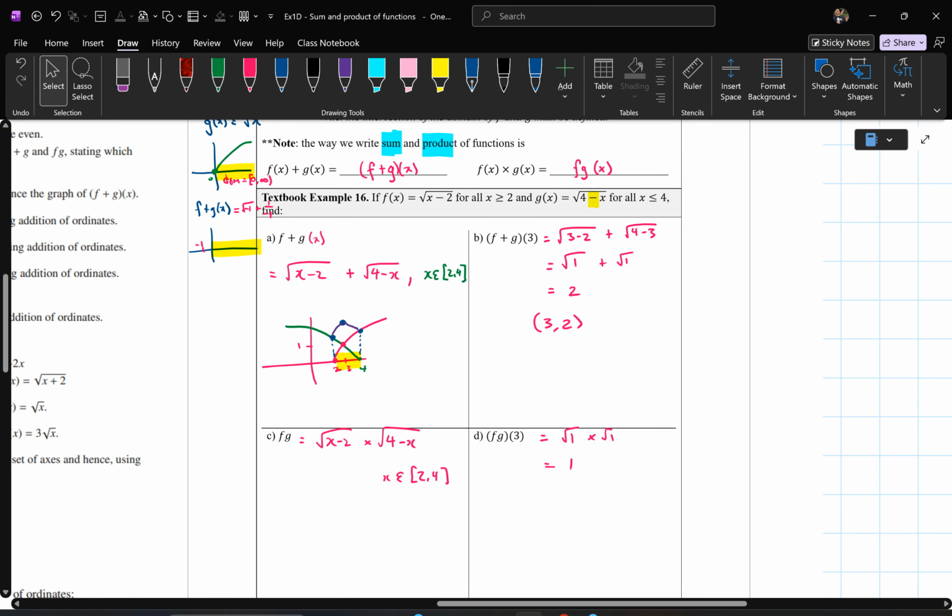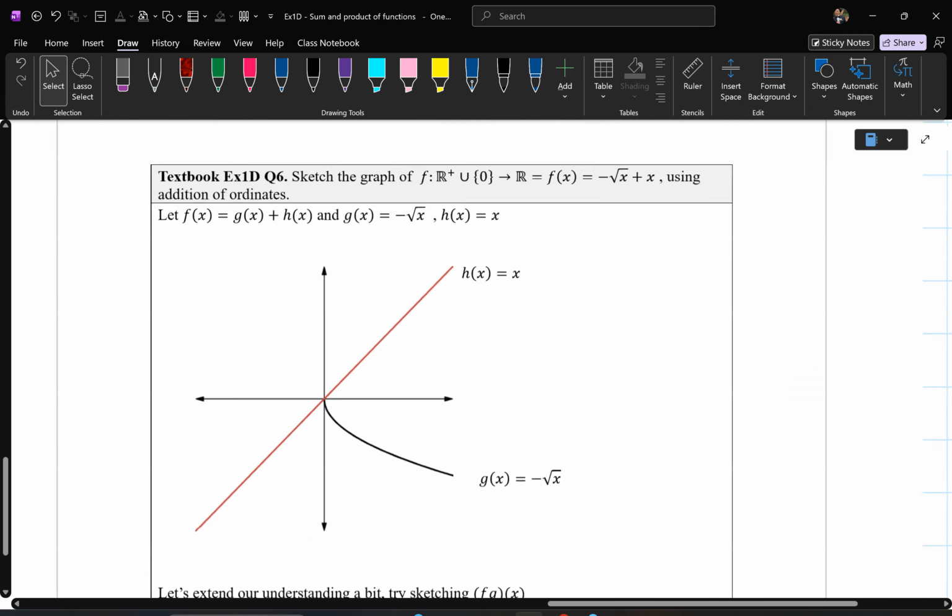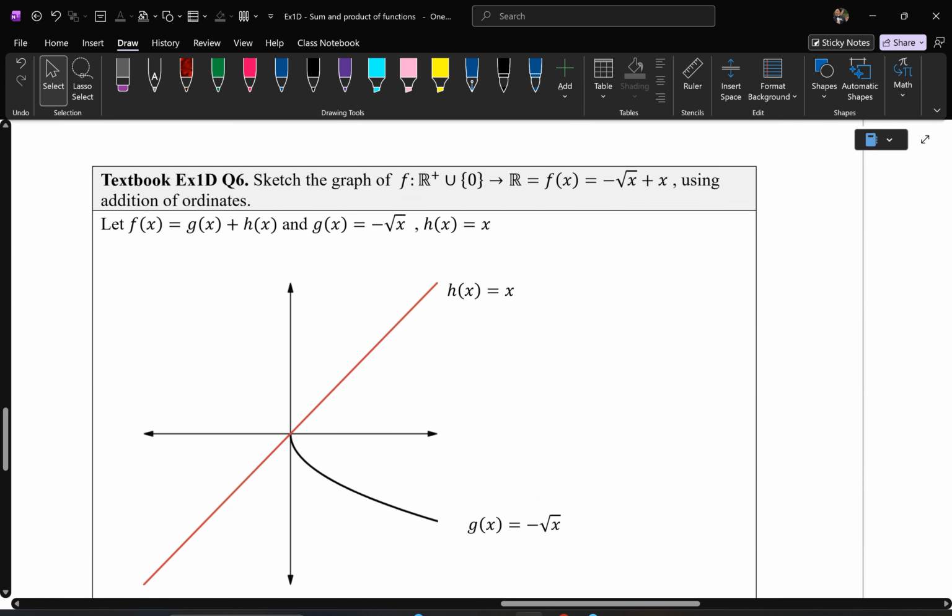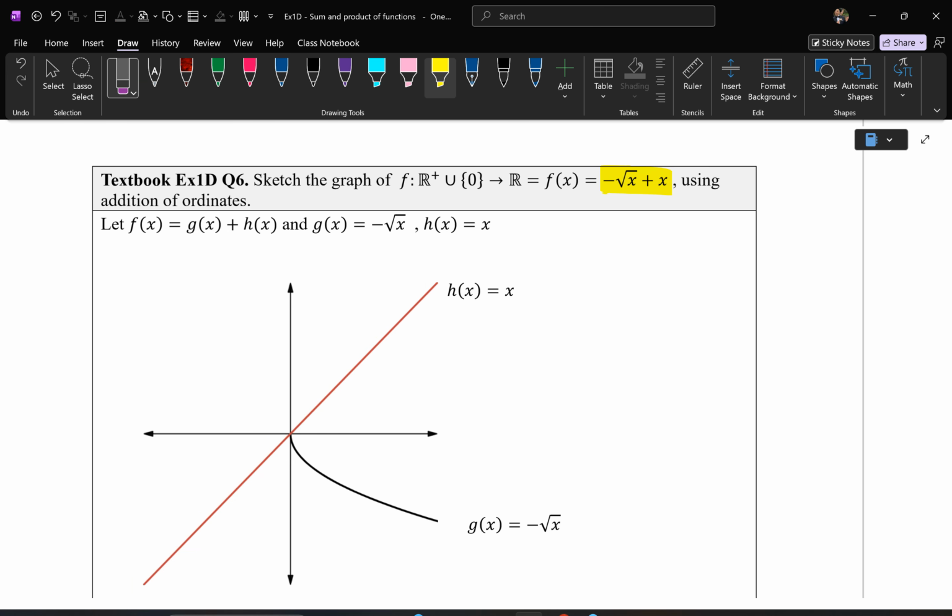Flip over the page. So I've done the liberty for you. I've sketched it all on one axis. I've got f of x is root of negative x plus x. So it looks like that red line. It doesn't really matter. It could have been just x as well.